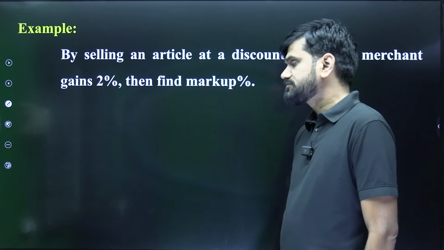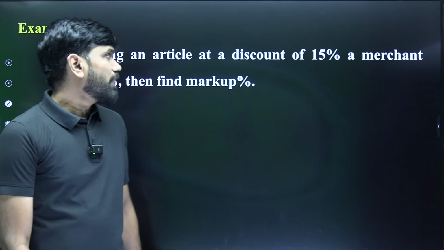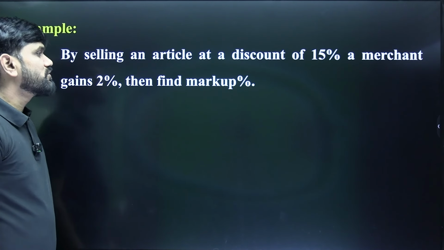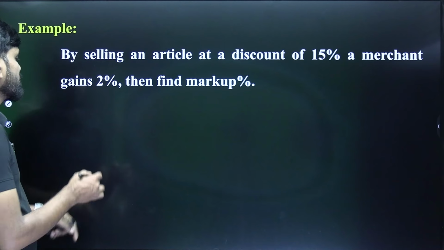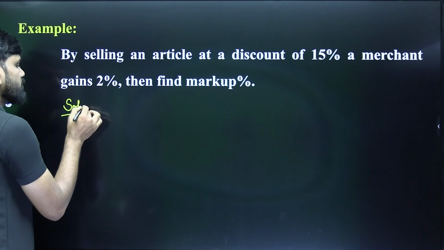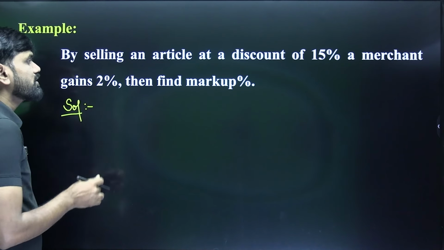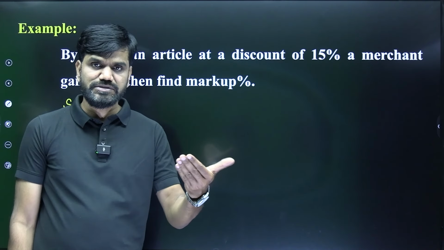Next type. So here, by selling an article at a discount of 15%, a merchant gains 2%, then find markup percent. Here you have to establish the equation relationship. What is given over there? You are offering a discount of 15%. Still there is a gain of 2%.